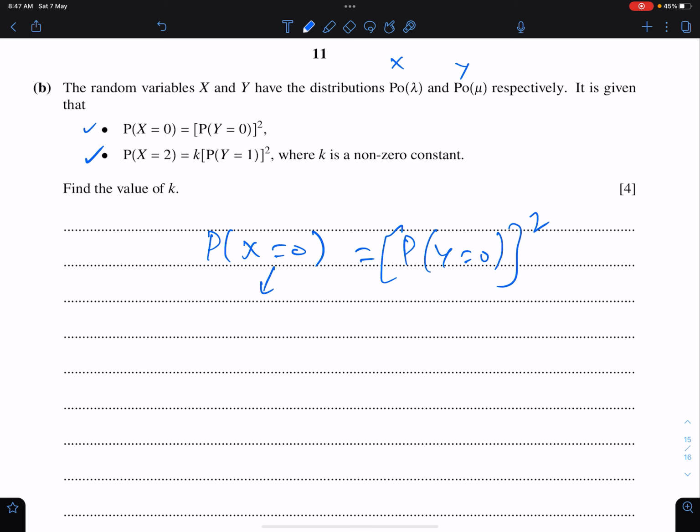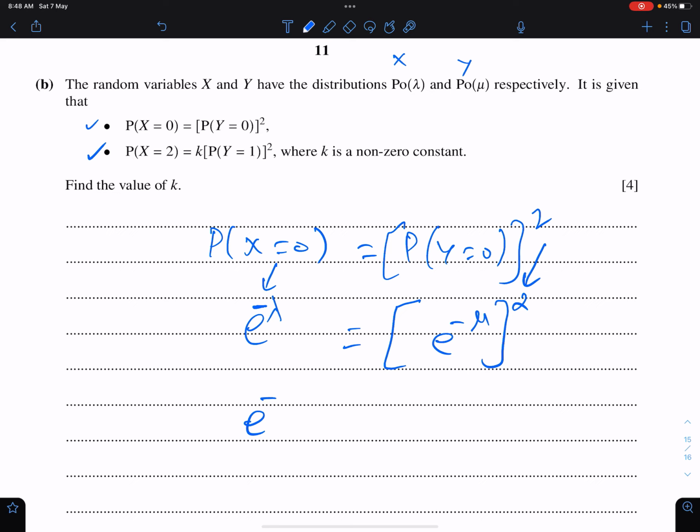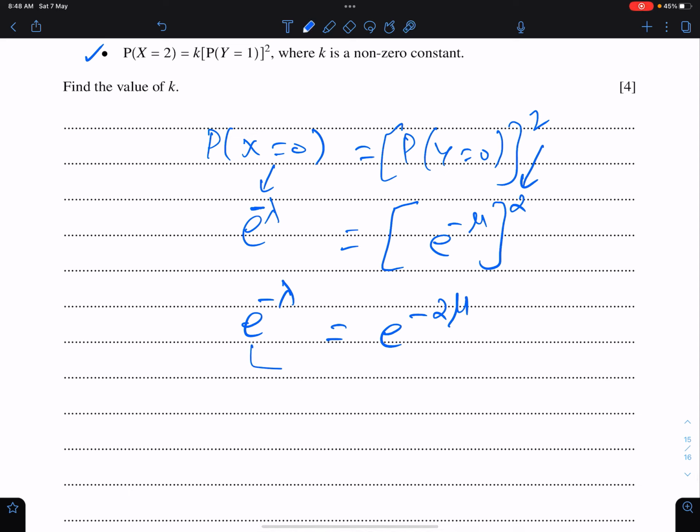we can write x0 means e power minus lambda, and this is e power minus mu, and this square is here. So e power minus lambda is equal to e power minus 2 mu. This is because of rules of indices. You have to multiply 2 with mu. Since bases are same, so we have lambda is 2 mu.